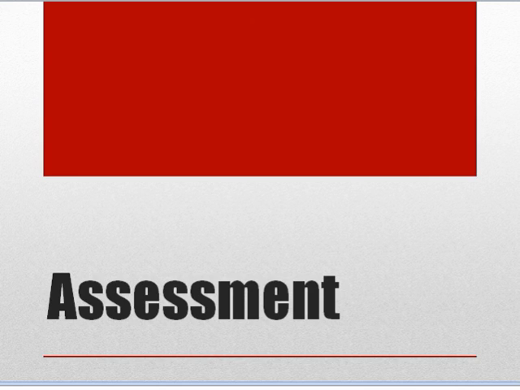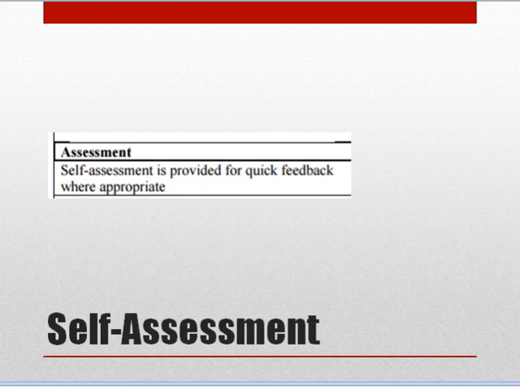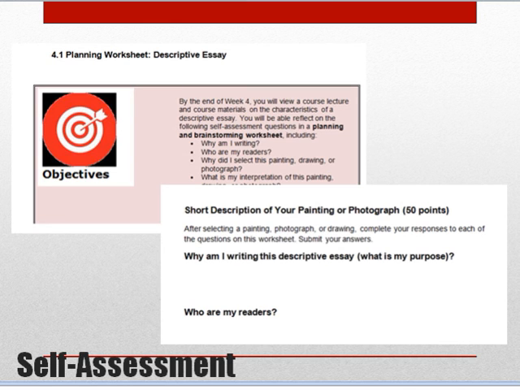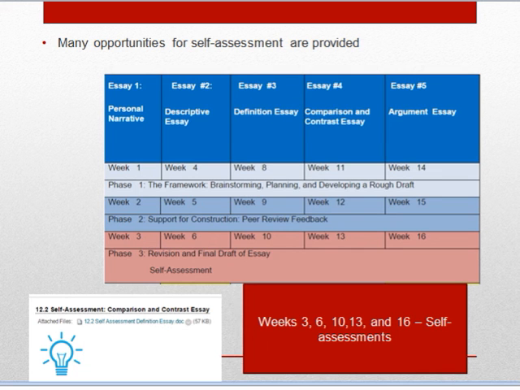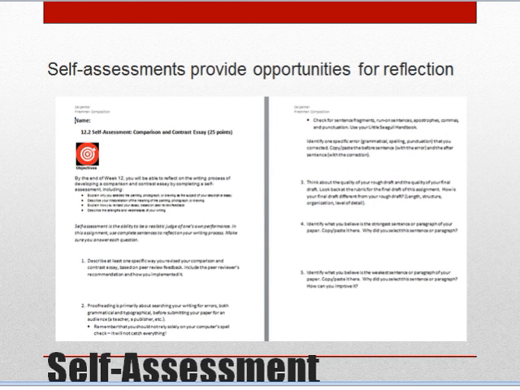The final section of the USDLA rubric for best practices is assessment. There are a variety of opportunities for self-assessment in the course. Here is an example of a self-assessment in the planning phase. Weeks 3, 6, 10, 13, and 16 have self-assessment opportunities. Self-assessments provide opportunities for reflection. This is a self-assessment of the writing process following the submission of a final draft of an essay.